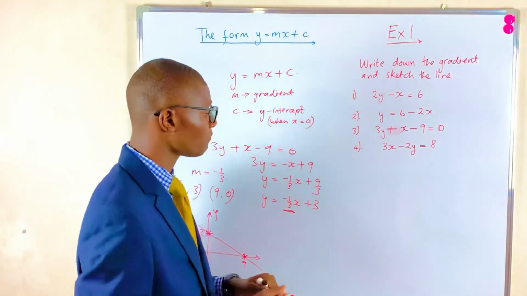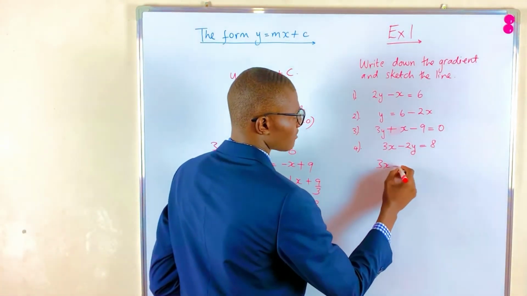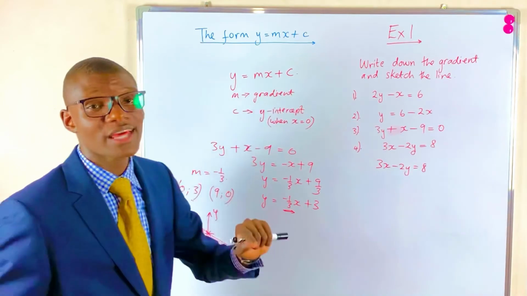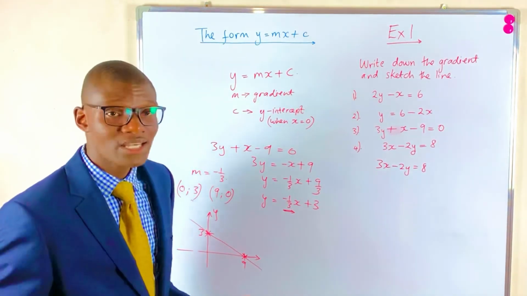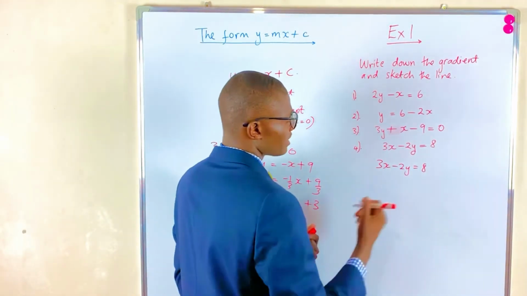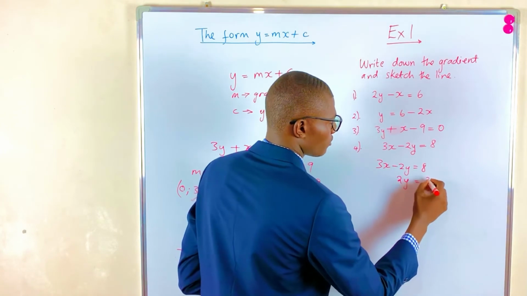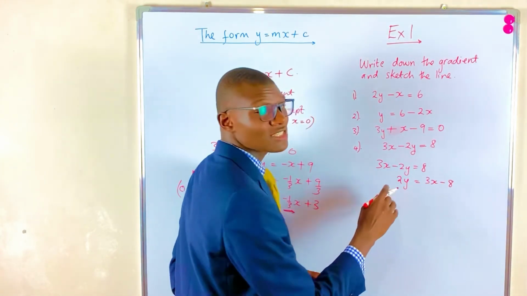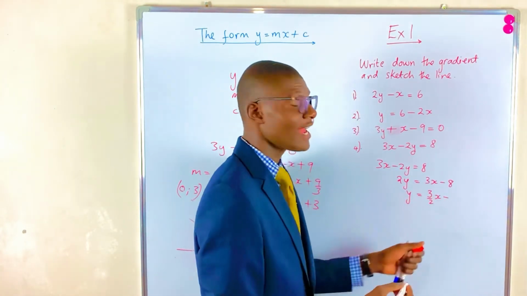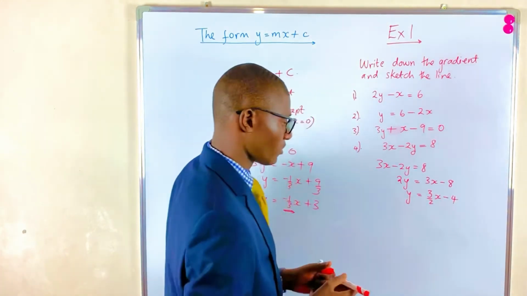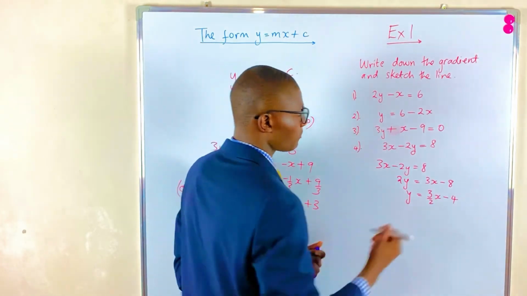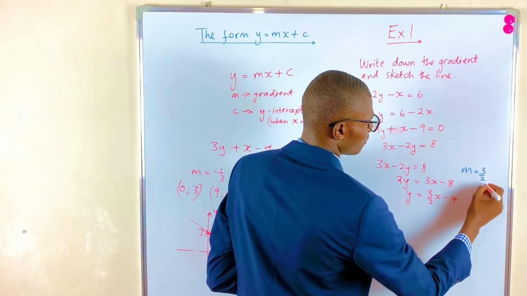Now for number 4, we've got 3x minus 2y is equal to 8. And again, we should rewrite it in such a way that it's in the form y is equal to mx plus c for us to identify the gradient. So if we take 2y this side and 8 this side, by saying 2y is equal to 3x minus 8, then dividing both sides by 2, y is equal to 3 over 2x minus 8 over 2, which gives us a 4. Right. So here the coefficient of x, which is the gradient in this case, is 3 over 2. So m is 3 over 2 here.